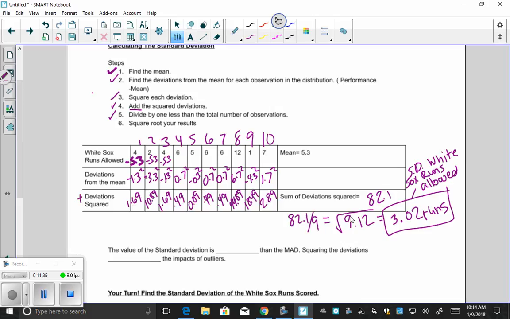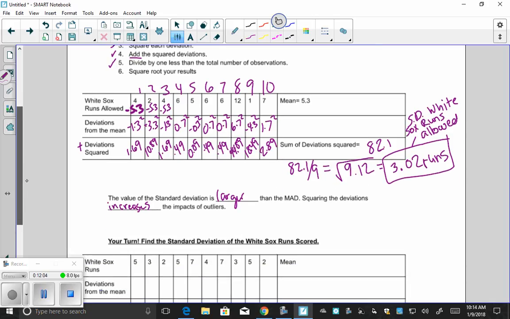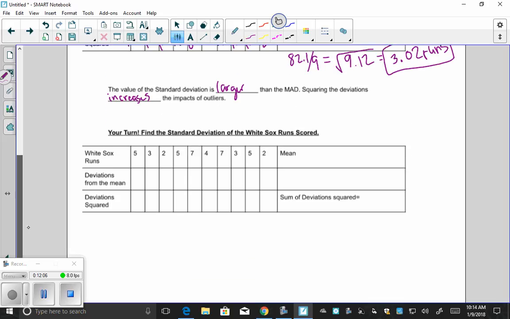The value of the standard deviation for this one is larger than the mean absolute deviation that we found yesterday. The reason is that when you are squaring the deviations, this increases the impact of the outliers. So the standard deviation increases the impact of the outliers.